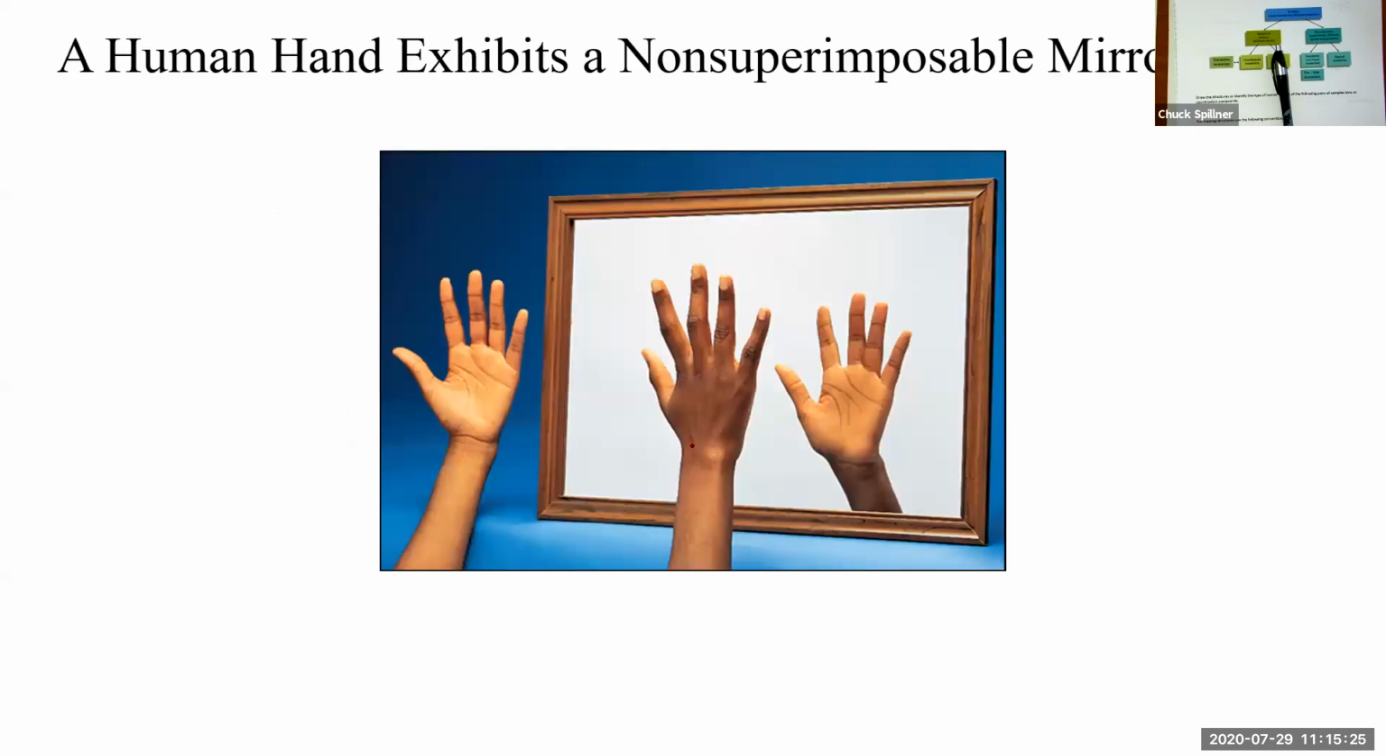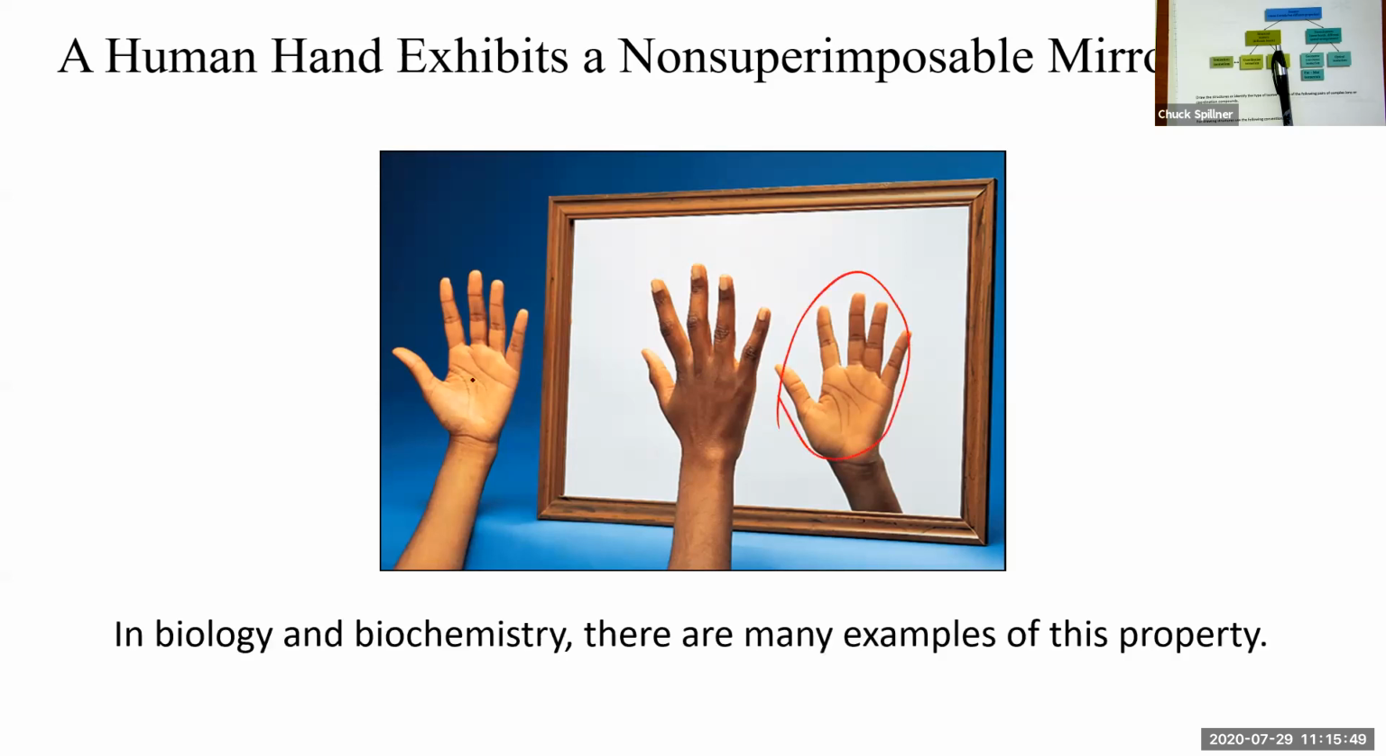So here's an example of a mirror image relationship. Like I said, in biology, there are lots of examples of mirror image relationships. Our hands are mirror images. In this figure, a person is holding up their right hand and their left hand, and the left hand is a mirror image. If you look in the mirror at the right hand, this image of the left hand is identical.